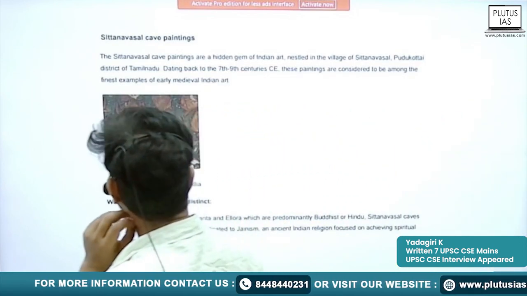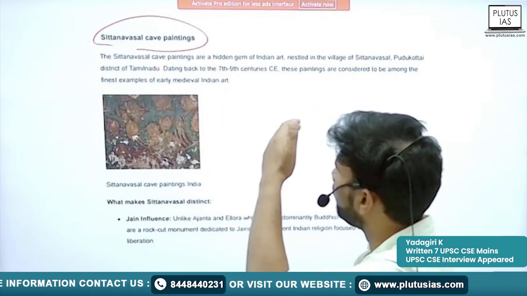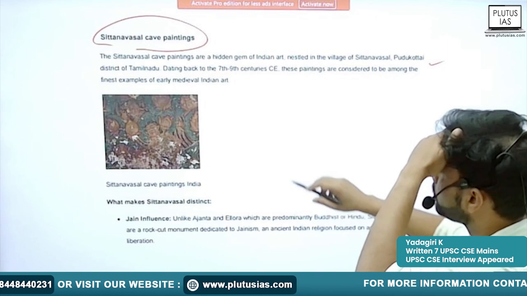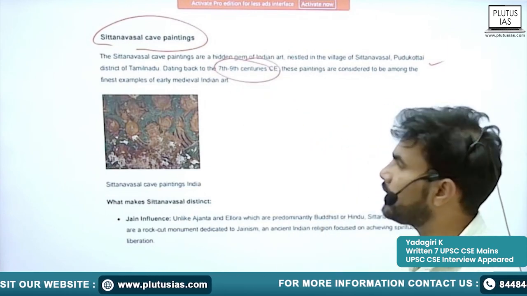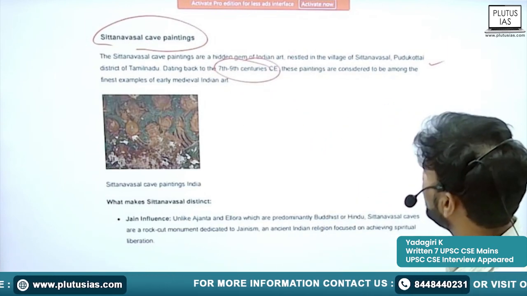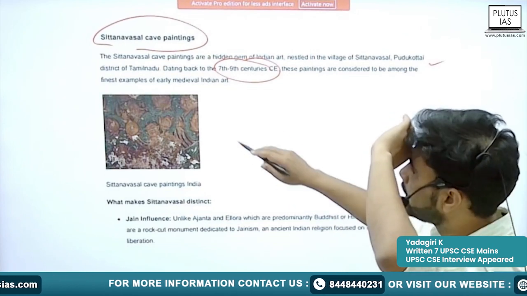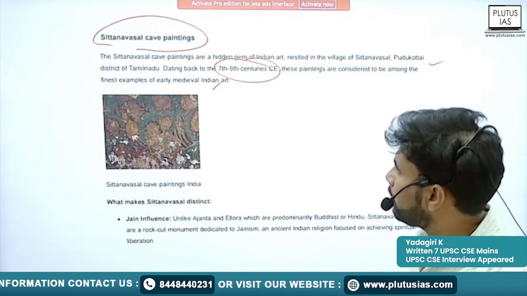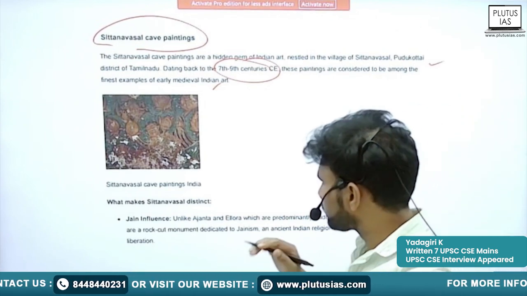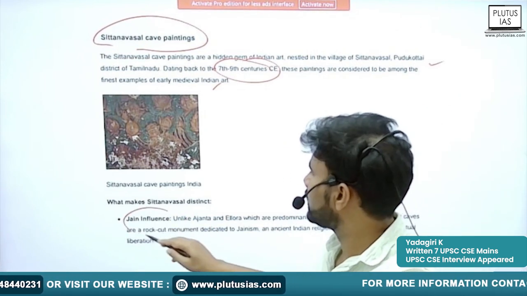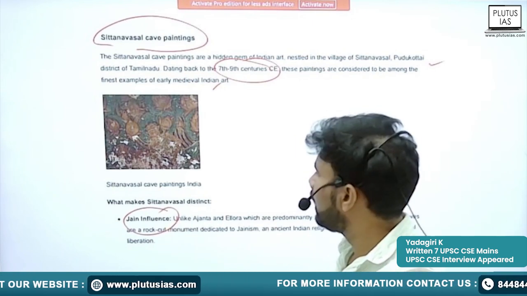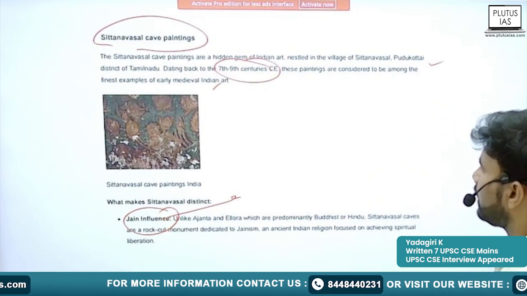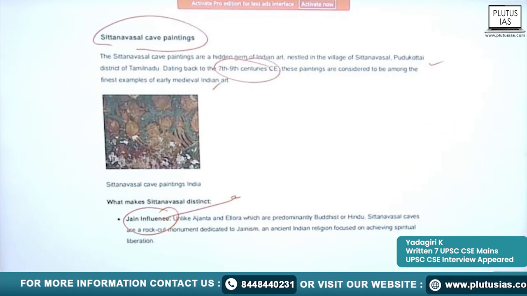Next, Sitanavasal Caves. These are in the Pudukottai district of Tamil Nadu, right? They can be dated back to the 7th to 9th century AD. These paintings are considered the finest examples in early medieval art. So what makes the Sitanavasal paintings distinct? The major theme is Jain influence. Majorly you will see paintings related to Jainism, right?